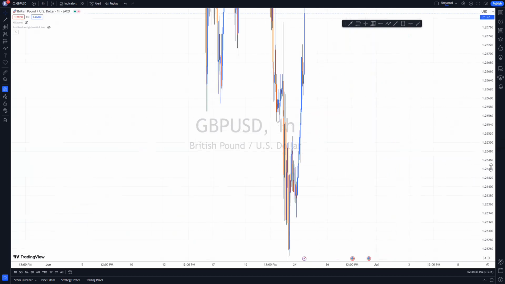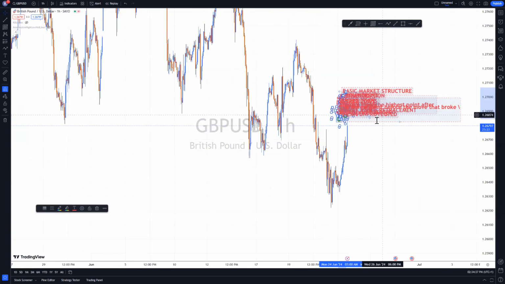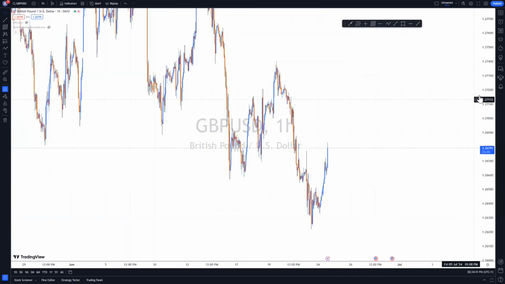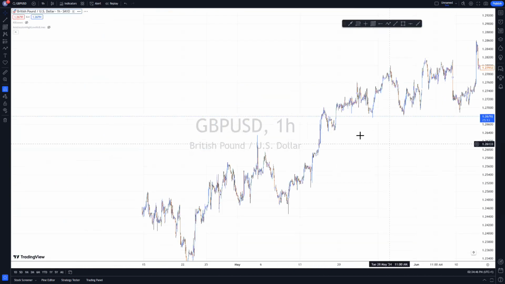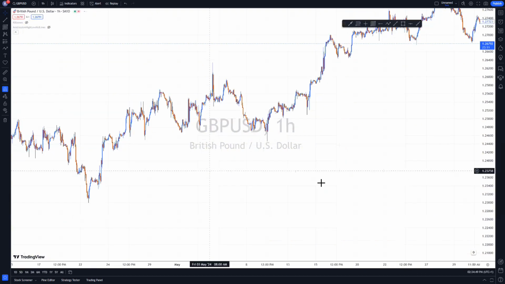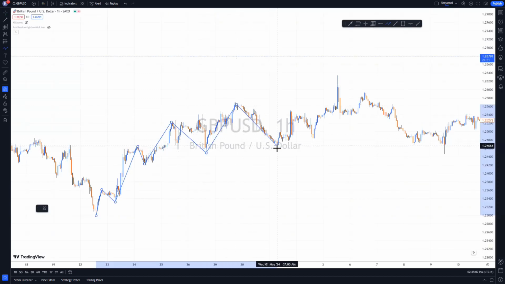Now I want you to take a look at something. First of all, let me clear this out. I want you to understand something. Let me start from here. This is a low. This is a high. This is a higher low. This is a higher high. This is a higher low. This is a higher high. This is a higher low. This is a higher high. This is a higher low. This is a higher high. And then let's stop there.